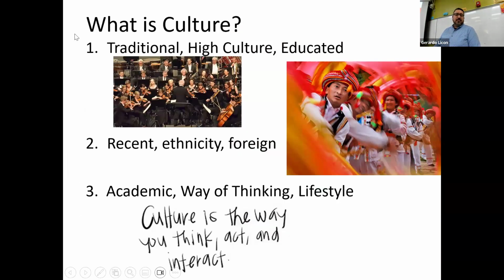So that was history. Now we move on to culture. I'm going to introduce you to 3 different ways of thinking about culture. And ultimately, I'm going to encourage you to subscribe to the 3rd way of thinking about culture. The first one is the historically traditional way of thinking about culture. Another way of describing it is this idea of high culture.